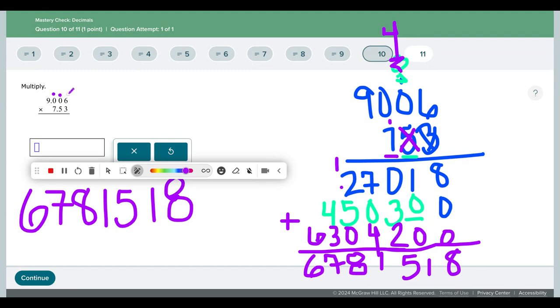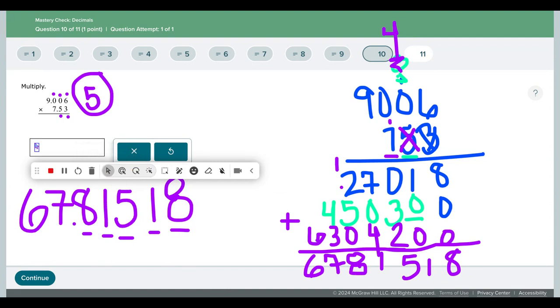1, 2, 3, 4, 5. So I have 5 numbers on the decimal side because the 9 is on the whole number side. The 7's on the whole number side. All the rest are on the decimal side. So if I have 5 in my problem altogether, I need 5 in my answer. So once I count over 5, that tells me exactly where I need to put my decimal point, and I am ready to input my answer, right?